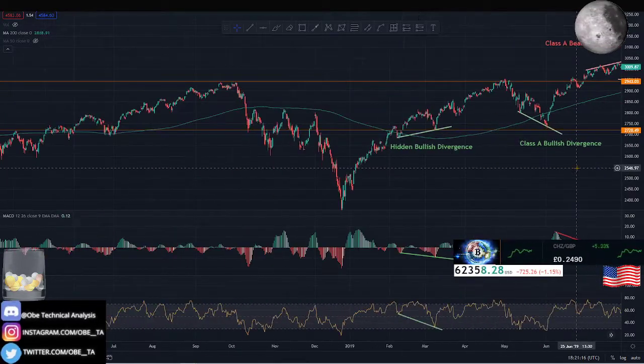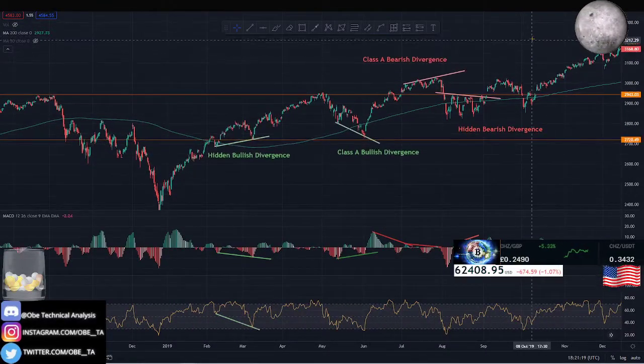So that is hidden bullish divergence. That is the continuation.